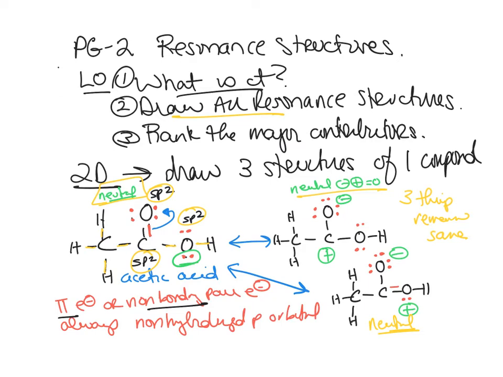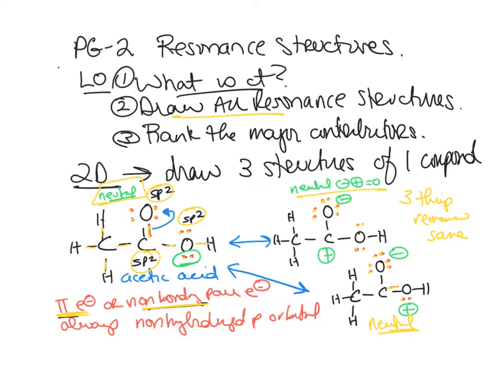And also, if you count the number of electrons that are either a pi electron or a non-bonding pair, they should remain the same. Here you have 1, 2, 3, 4, 5, 6, 7, 8, 9, 10. Here you have 10 as well, and here again 10.